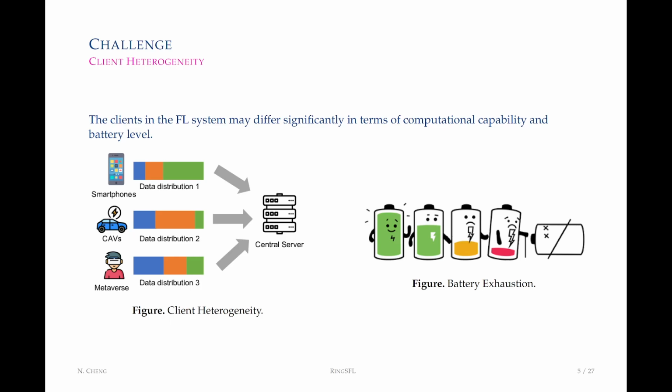However, there are also some challenges in the federated learning research. The heterogeneity of federated learning is widely studied, including client heterogeneity and data heterogeneity. Most clients in federated learning systems have varying computation power and battery power. At present, some studies have proposed effective methods to alleviate the heterogeneity of clients. Besides client heterogeneity, data heterogeneity is another important issue. It refers to not identically and independently distributed data distribution among different clients. As shown in the figure, there are three different data distributions, such as the smartphone, CAV, and the metaverse users.